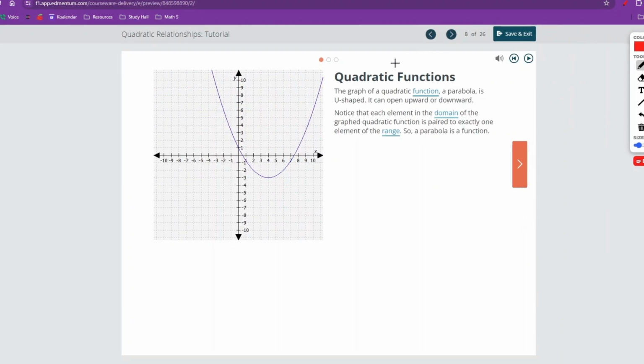On page 8, we get introduced to what a quadratic graph looks like. So the graph of a quadratic function is a parabola. A parabola in math is a fancy word for saying that it's going to be U-shaped. Now, this is the standard form of a quadratic, but as we should be familiar with our graphing of linear equations, there are definitely many variations.